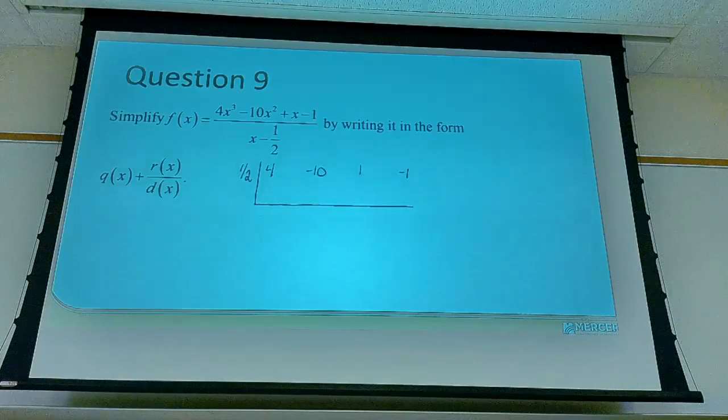4 carries down, times a half, 2, plus -10, -8, times a half, -4, plus 1, -3, times a half, what is it? 1/2. And 1 and 1/2.